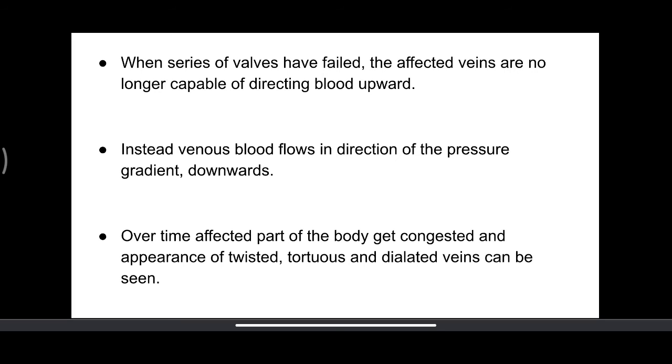When a series of valves have failed, the affected veins are no longer capable of directing blood upwards. Instead, venous blood flows in the direction of the pressure gradient, downwards. Over time, the affected part of the body gets congested and the appearance of twisted, tortuous and dilated veins can be seen.